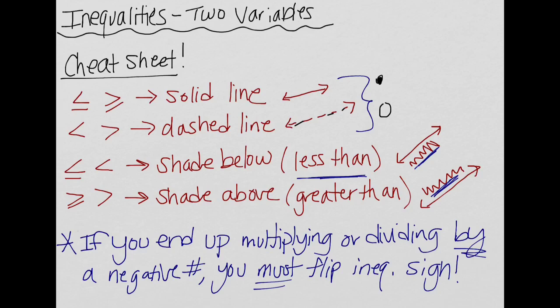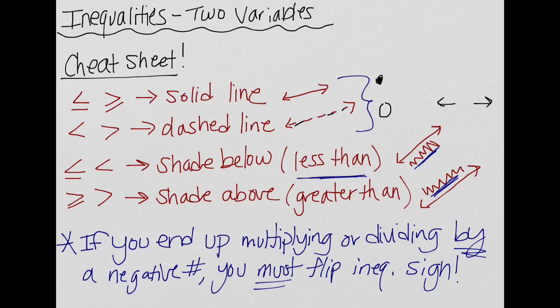Alright, and then shade below and above, that correlates to what we were doing before when we had arrow to the left, arrow to the right for less than and greater than. But now we're going to be talking about shading, because we have a line on a graph and we want to know which way the solutions are. Are they above the line or are they below the line? Because we have more than one solution here, and we'll talk about that in a minute.